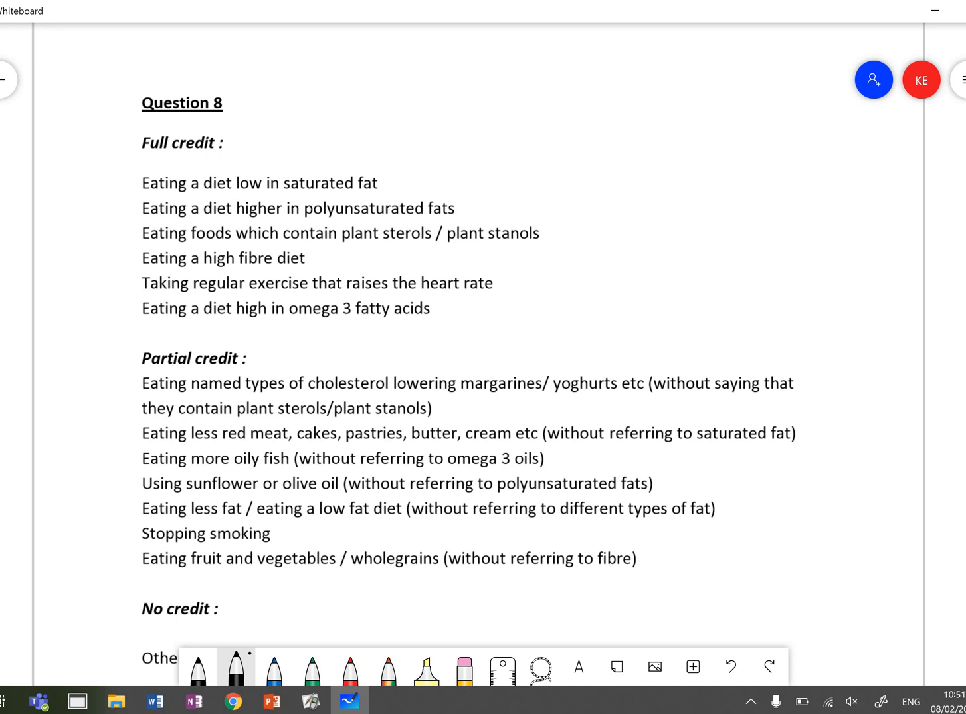Okay, you can also get partial credit for this question by eating named types of cholesterol lowering margarines or yogurts, etc. Eating less red meat, cakes, pastries, butter without referring to saturated fat, so you're not being as specific. Eating more oily fish without referring to omega-3 oils. Using sunflower or olive oil without referring to polyunsaturated fats. Eating less fat, eating a low-fat diet but you haven't mentioned what type of fat. Stopping smoking, or eating fruit and vegetables.